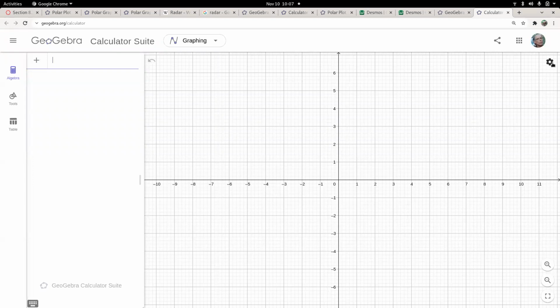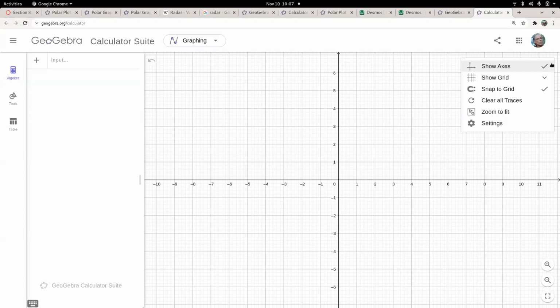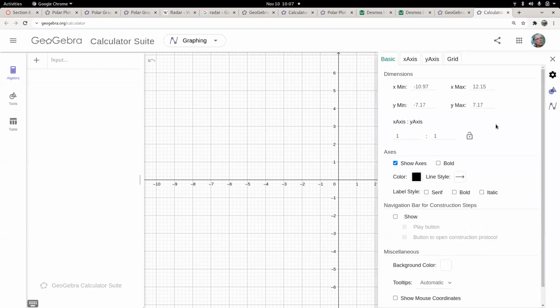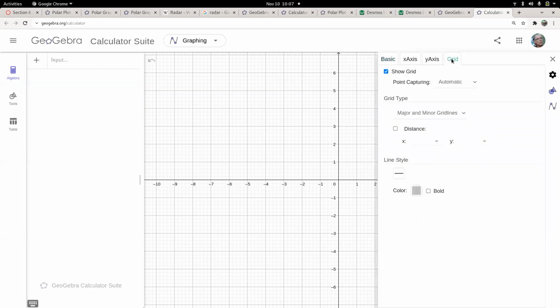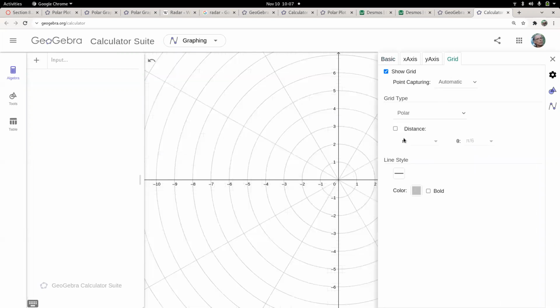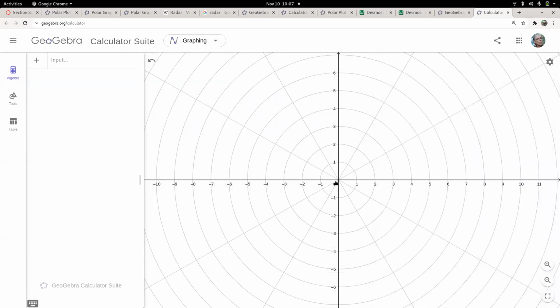I could ask GeoGebra in the settings here to change the grid to, I think it's here, polar. And so then it switches. And so these are pi over 6, pi over 3, pi over 2. It doesn't show pi over 4 here, but I'm sure I could force it to if I played with the settings.